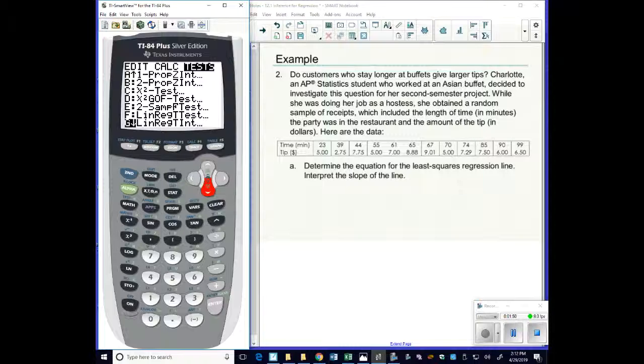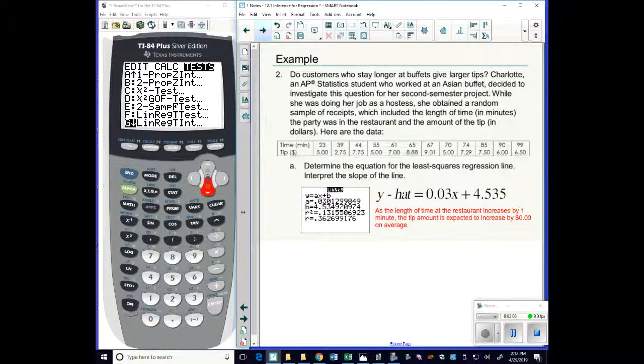Okay, let's go through the problem. I'm going to go through it kind of quickly because hopefully you've already done most of the prompts. We're looking again at this data on the amount of time spent at a buffet and the amount of tip that was left. You're first asked to come up with the regression equation. If you've done that correctly, and I imagine you all did, you should end up with y hat equals 0.03x plus 4.535.